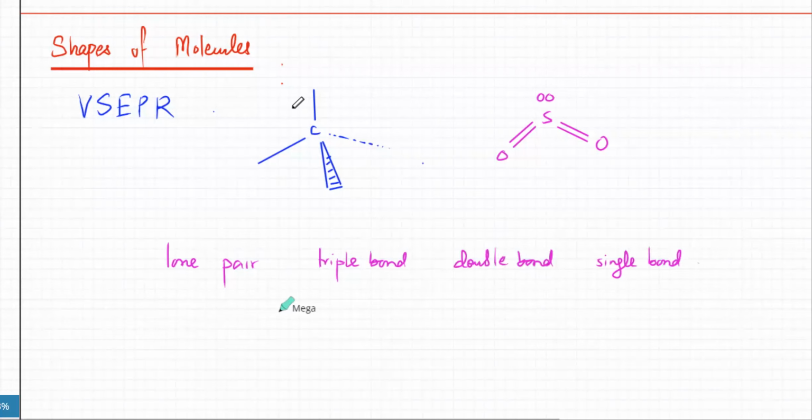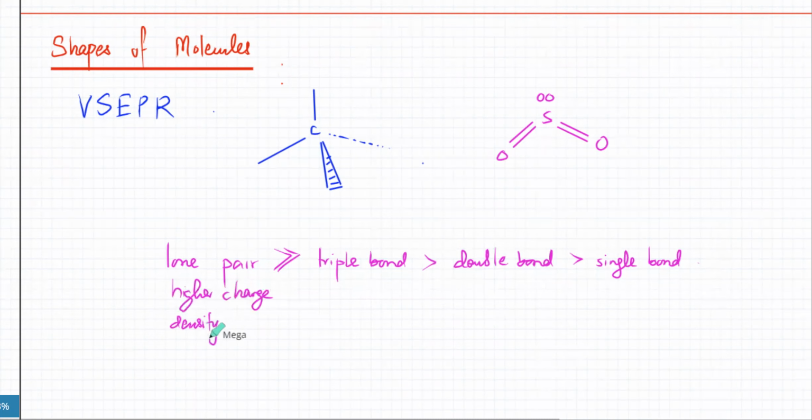Now the lone pairs over here exert the greatest repulsion. Their repulsion is stronger than any of the bonds. The bonds don't really repel that much. Lone pairs have higher charge density and they repel the other electrons more strongly. I'm going to explain why in a little bit. So they have higher charge density and the strongest repulsion.